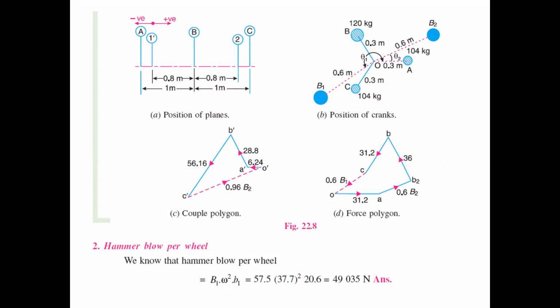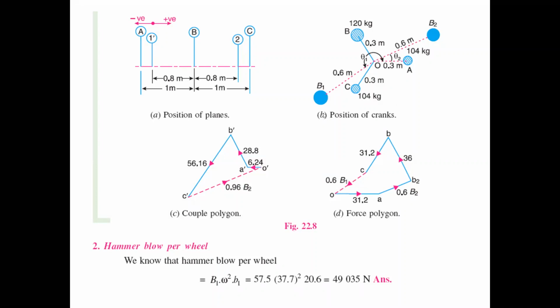Why? Because there are two balancing masses, so one will be taken as the reference for finding them. That is the position of planes diagram. You will draw the position of planes diagram. It is very important. Later you will represent the angular positions of the masses.